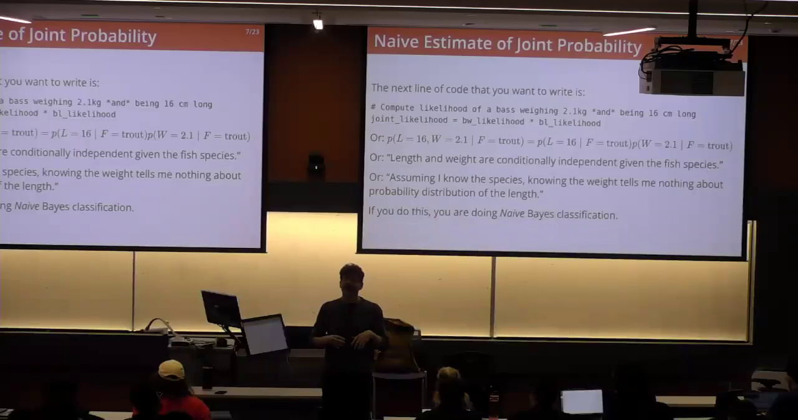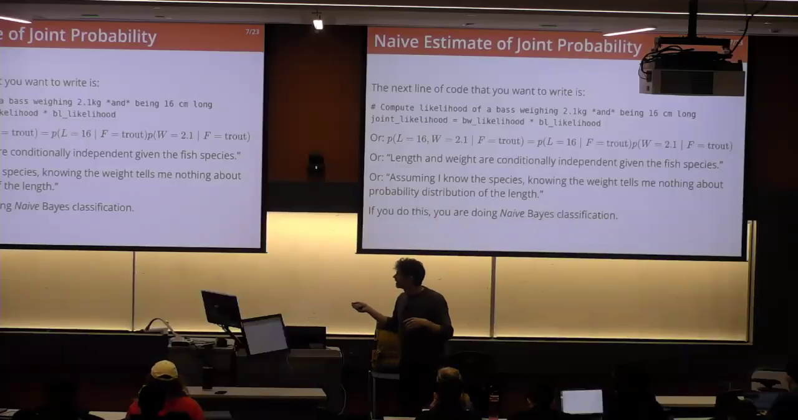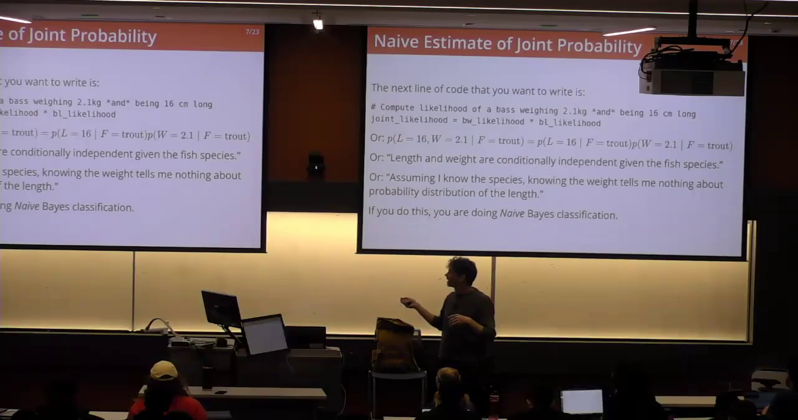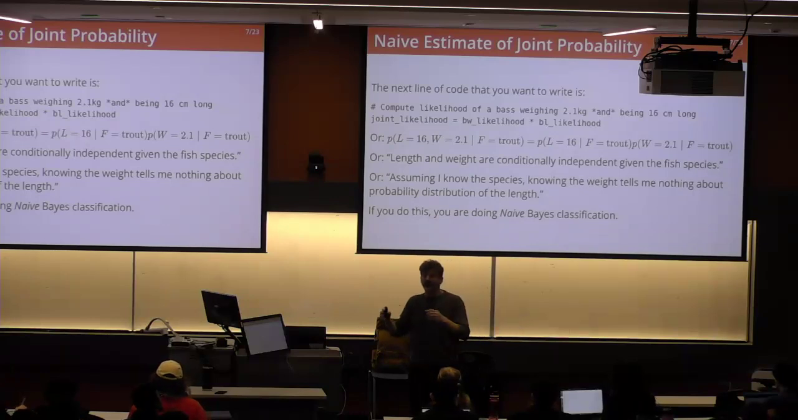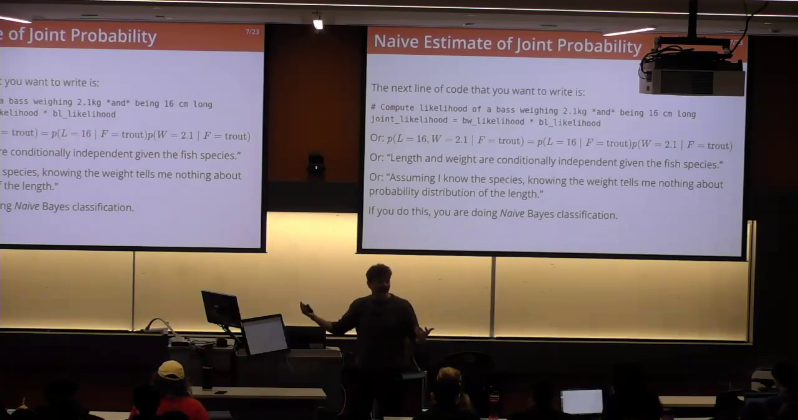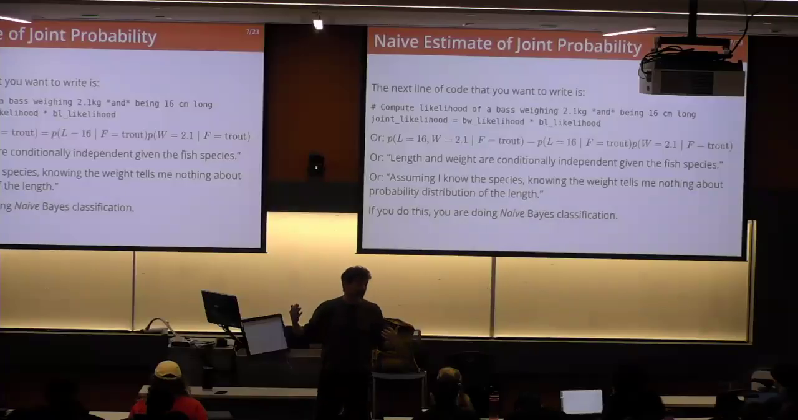So the next line that you want to write is the joint likelihood is the likelihood for the weight times the likelihood of the length. But what you're saying is that the probability of the length and the width given it's a trout is equal to the probability of the length given it's a trout and the weight given that it's a trout. Or what you're saying is the length and the width are conditionally independent given the species of the fish, which is a lie. Because of course, longer fish tend to be heavier. So there is a correlation between them. When you know the length of a fish, it actually tells you something about its weight.